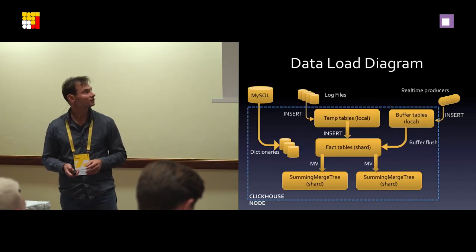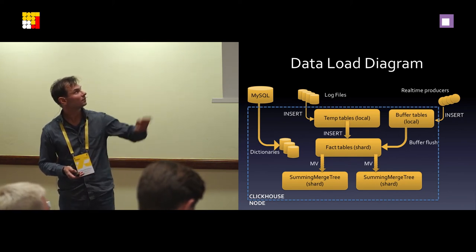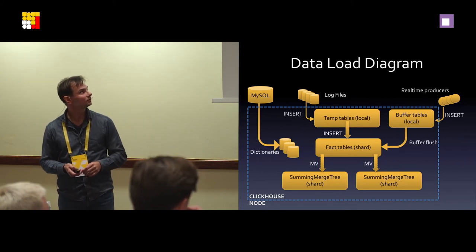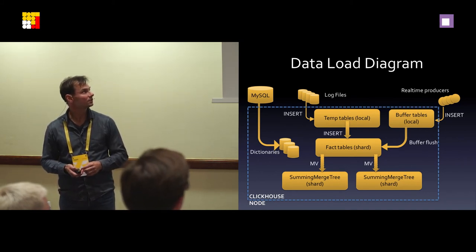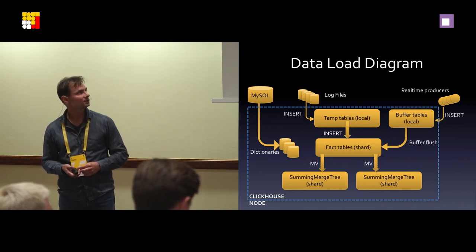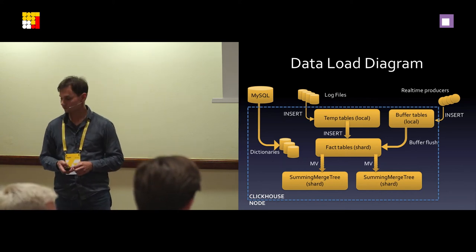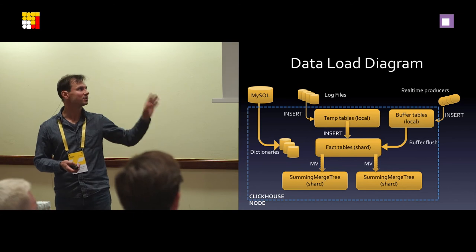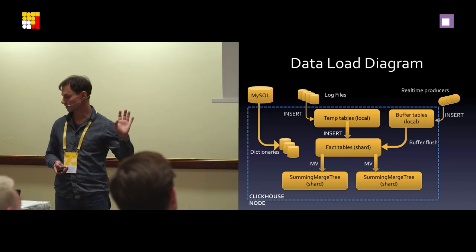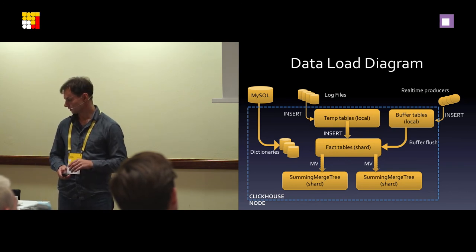So this is a typical data load diagram. You have data going from log files, which are usually huge enough, loaded first to temporary tables, then it goes to permanent tables with materialized views being updated automatically by ClickHouse. At the same time, you may have data loaded to your buffer tables and then again loaded to permanent tables, and dictionaries are updated absolutely independently of everything else. And this is just one node. If you have multiple nodes, every node may have the same data load diagram.